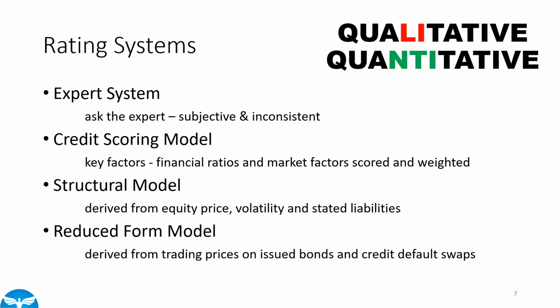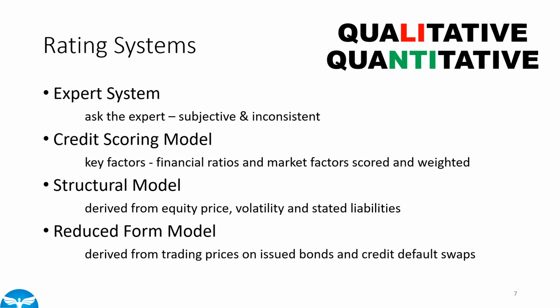So how do we assess the risk of default? Well, typically, lessors and banks assign a rating, some kind of grade that is typically qualitative. And these rating systems can be of several different forms. You have the expert system, when you ask the expert who gives you a subjective and sometimes inconsistent opinion about the creditworthiness of an airline. You can have a credit scoring model, which is very common among banks and lessors, where you basically list a number of key factors that you think are important for the financial viability of an airline, and you weight them and you score these different factors and you come up with some kind of overall ratio that you then use to assign a rating.